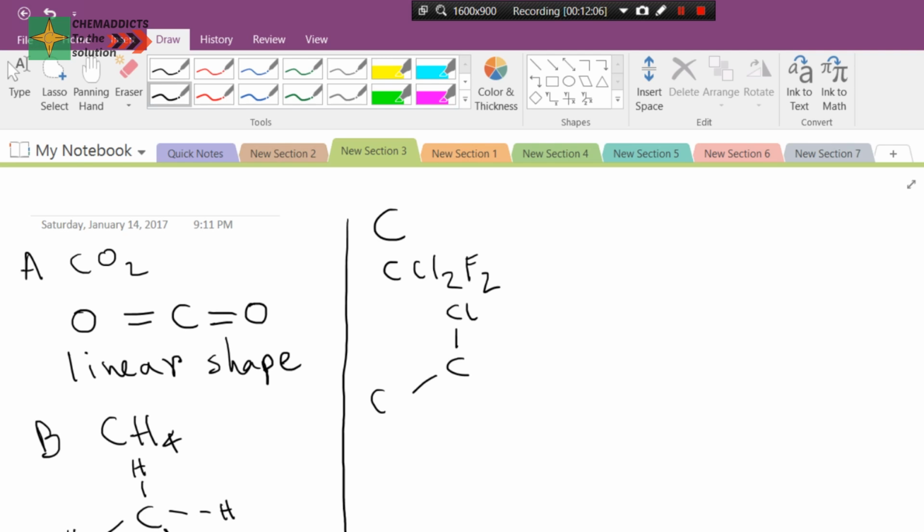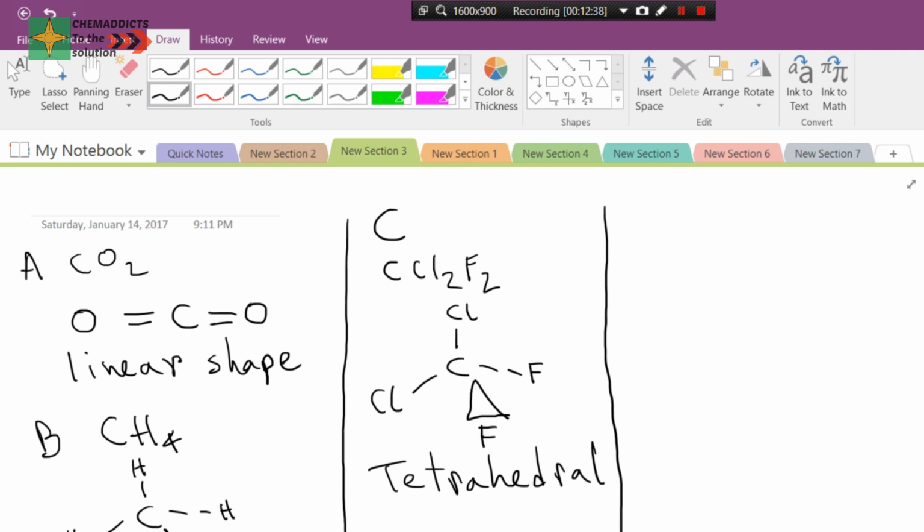Okay, 2 Cl, then 2 fluorine. Fine. So that's how it looks like. Okay, so the name of this shape is tetrahedral. I'm making a mistake at this point, it's really bad. Tetrahedral. Okay, so this one also has a tetrahedral shape.